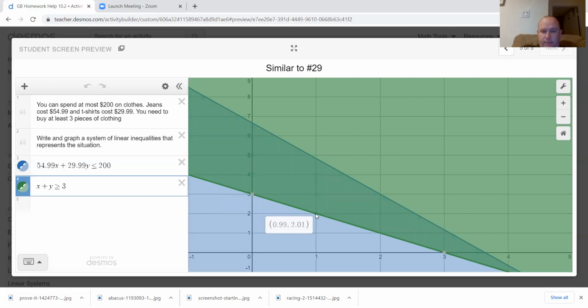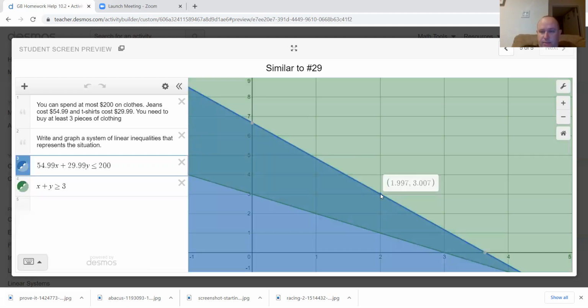Looks like on here, let's have a look. Oops, didn't quite get it. I think 1, 2 is one of the points on this line. There we go, 1, 2. So you can also buy 1 pair of jeans and 2 t-shirts, 1 pair of jeans and 3 t-shirts, 1 pair of jeans and 4 t-shirts. I notice you can't buy 1 pair of jeans and 5 t-shirts because that'll be outside the region. I could also buy 2 pairs of jeans and 1 t-shirt, 2 pairs of jeans and 2 t-shirts, and it looks like it's right on the line there as well. Just a bit over 3.002. So yeah, we can definitely buy 2 jeans and 3 t-shirts as well.